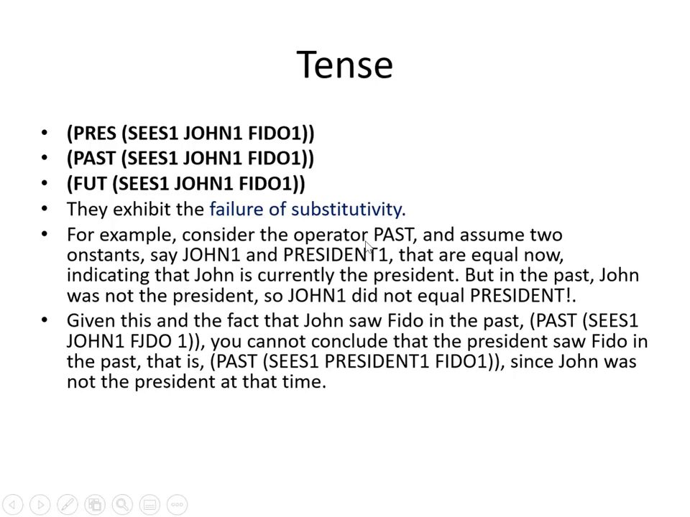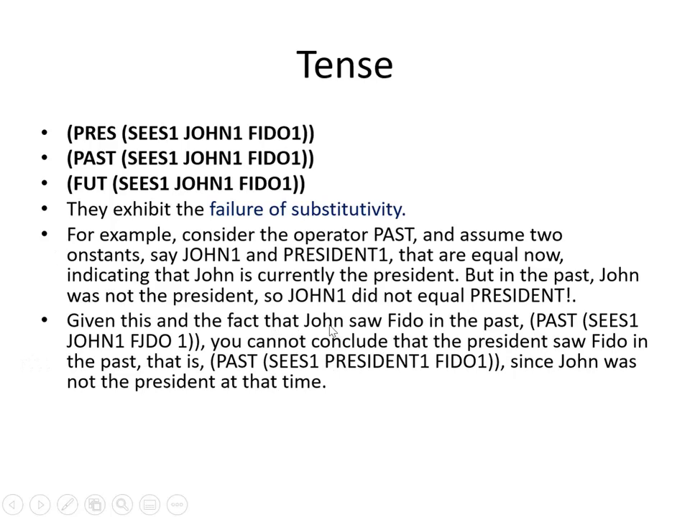Because if you have an operator past and assume two constants, say John 1 and precedent 1, that are equal now. John is the precedent right now, indicating that John is currently the precedent, but in the past John was not the precedent. So John 1 didn't equal precedent in the past tense.